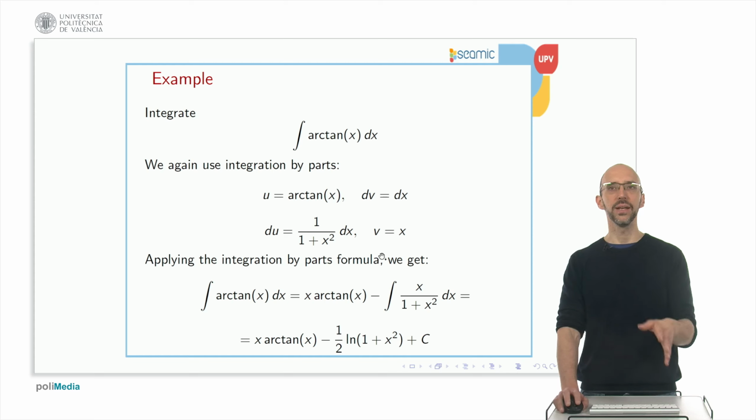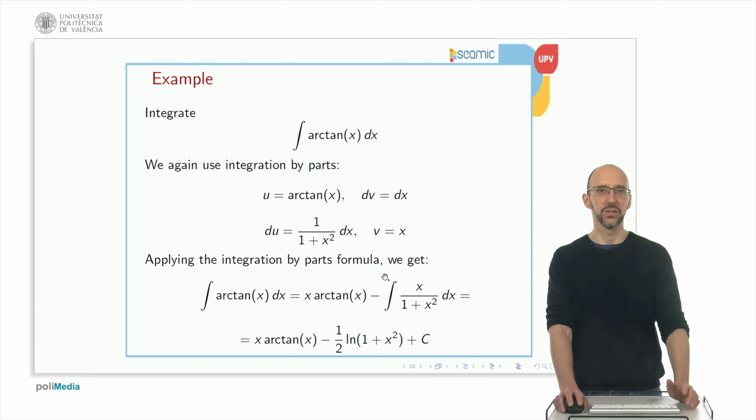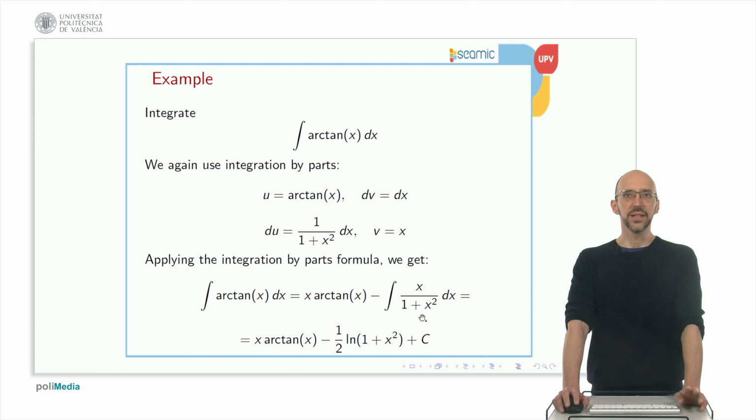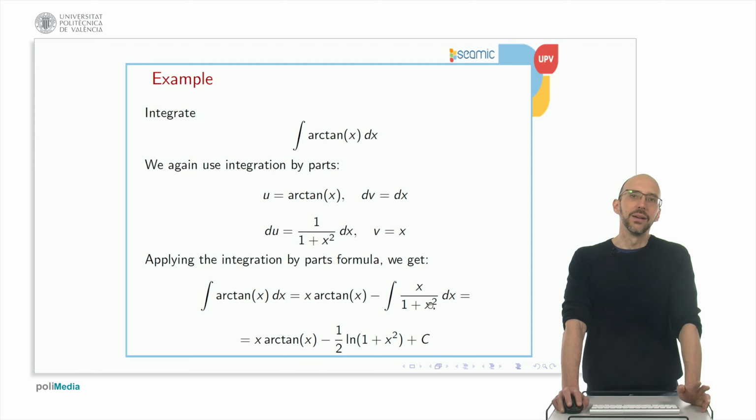Now I can replace in the formula of integration by parts, that is u times v, so it's x times arctangent of x, minus v times du, so it's x times 1 over 1 plus x squared, and you obtain this integral. Is this integral easy or not? Be careful. In this case, it's a quotient. The derivative of the denominator is in the numerator. The answer is yes. Okay, almost.